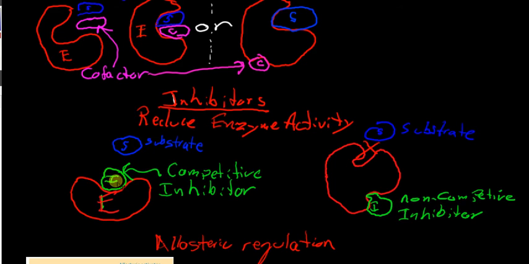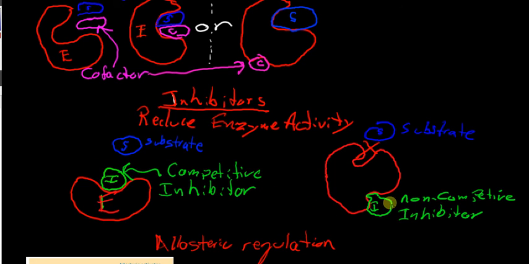Now, how would you undo the effect of a competitive inhibitor? Well, increase the substrate concentration. The more substrate there is in solution, they're going to begin to outnumber these inhibitors, and more of them will be catalyzed, and the inhibitor's effect will decrease.